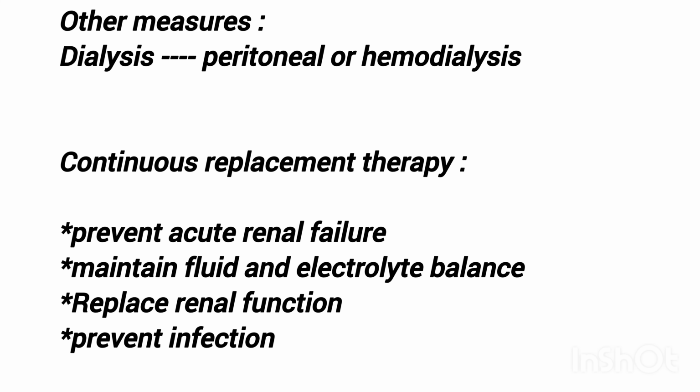In order to prevent further damage to the renal system, we have to do close monitoring of the central venous and arterial pressure, and monitor the hourly urine output of critically ill patients to detect the onset of renal failure as early as possible. The second one is to maintain fluid and electrolyte balance. For that you have to maintain the IO chart, that is intake and output chart. Then replace renal function.